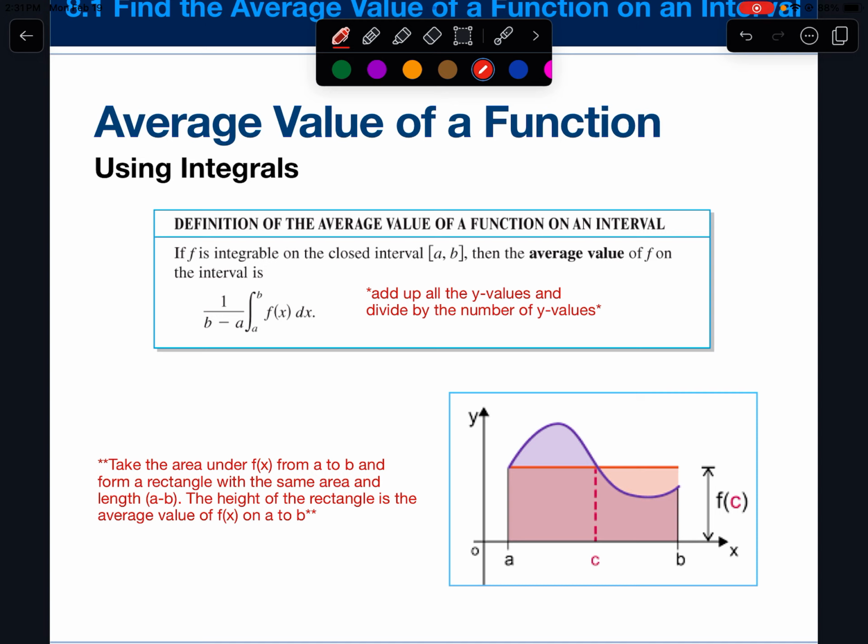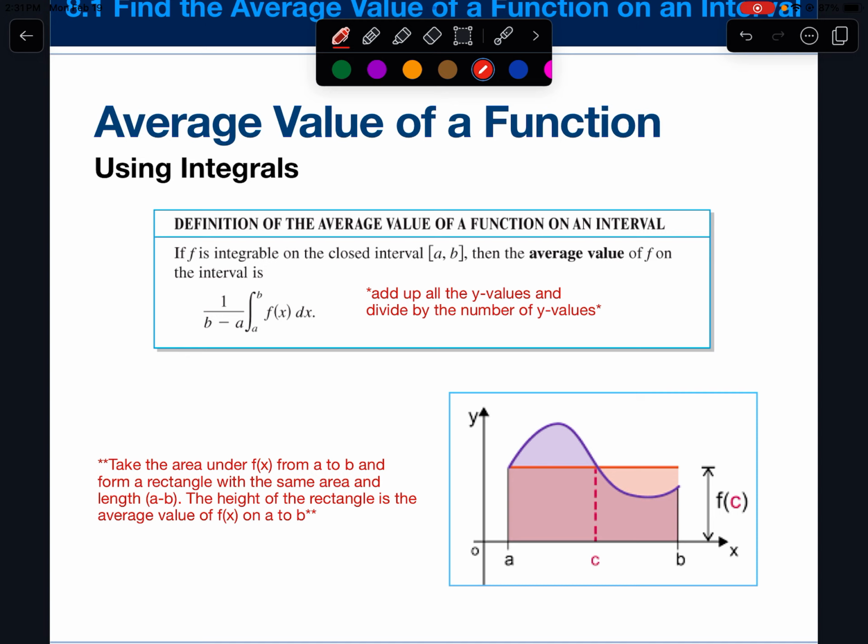Think of average value like the average y value, the average height of the function, if you will, right? So let's think about this from an algebraic perspective, like from the formula, and then from a graphical perspective using the image down below. Looking at the formula from a more algebraic perspective, if you want to find the average value of something, the average points per game for a basketball player, you add up all the points and divide by the number of games, right?